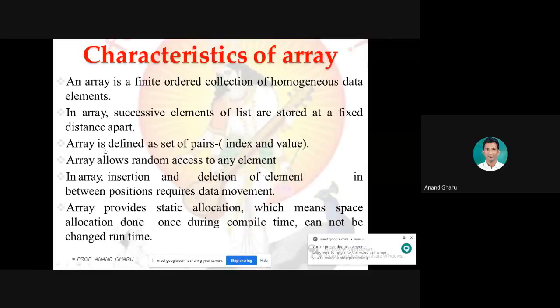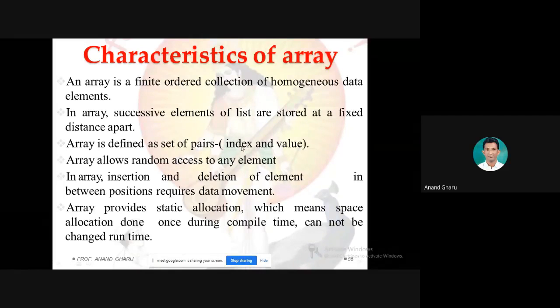Third one, array is defined as a set of pairs. Okay, we have already studied array contains two attributes, that is the index and value. So array is defined as a set of pairs, and this set of pairs means index and value. Okay, index means location, not value. Index means the location in the array where the actual value is stored.